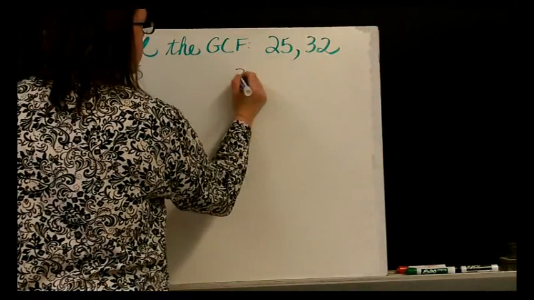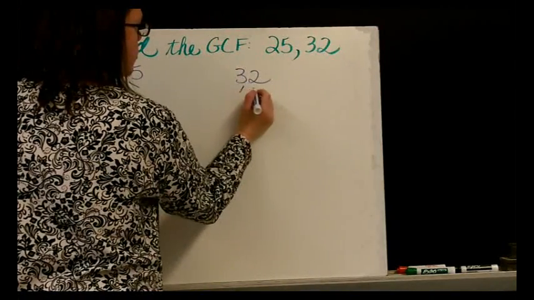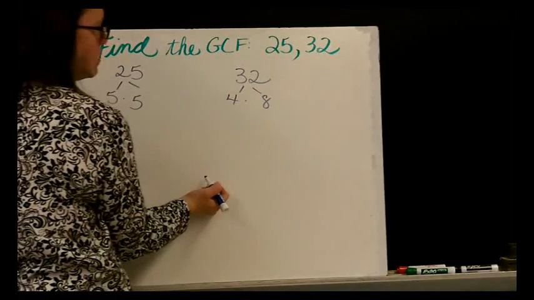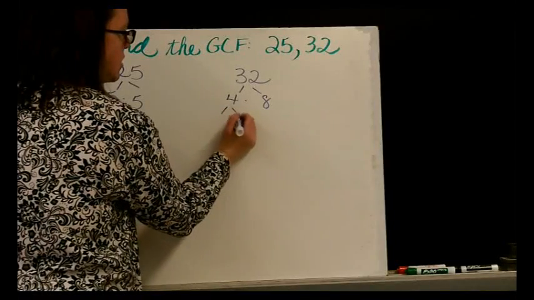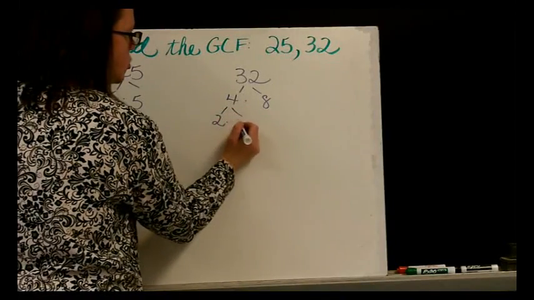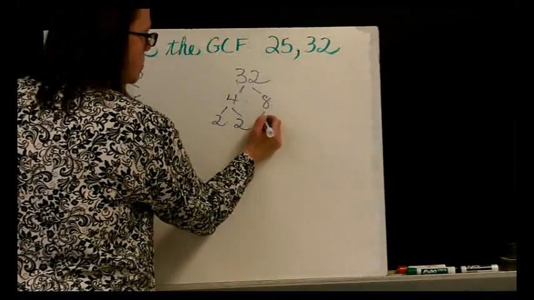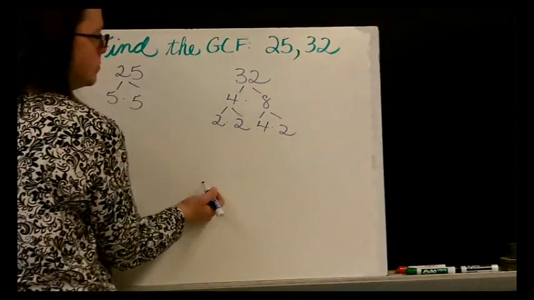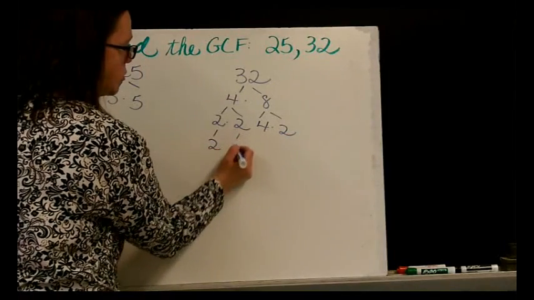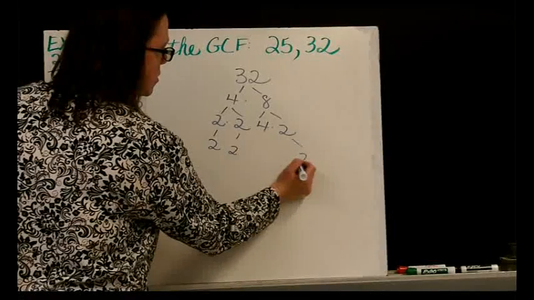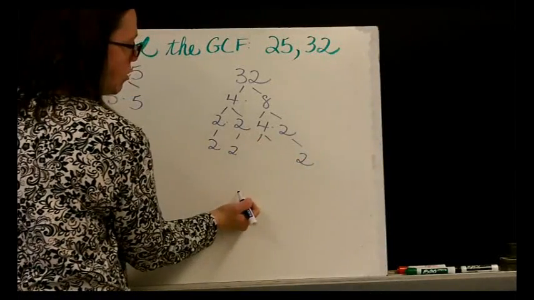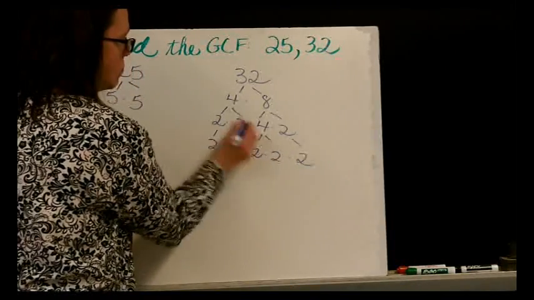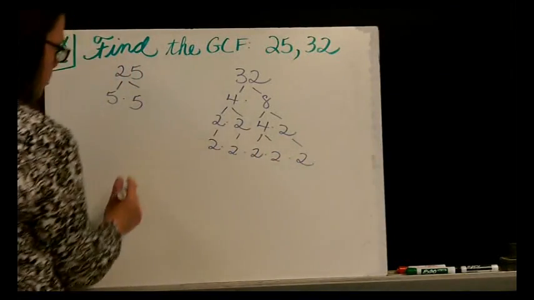Next we have 32. This will take a little longer. 32 can be made by multiplying 4 times 8. 4 is not a prime number, so that becomes 2 times 2. The 8 is also not prime. That becomes 4 times 2. We'll bring down all our 2's because they're prime numbers. And then finally, we'll take our 4 and make that 2 times 2. Next, we'll list our factors.